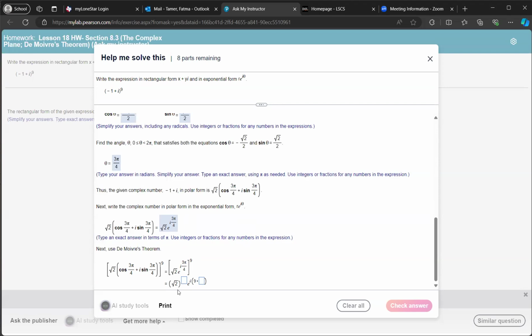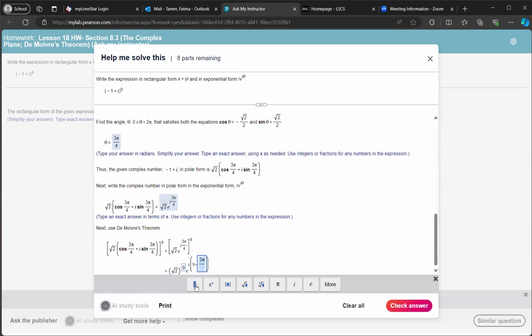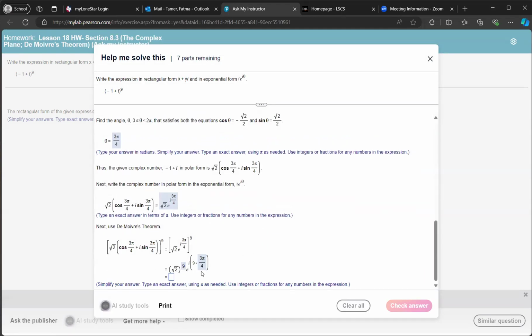And if we apply this theorem, all we have to do is take the square root of 2 to the 9th power. And then here, the angle will be multiplied by 9. And then the angle is 3 pi over 4. And then check my answer. And that's how we get the right answer here.